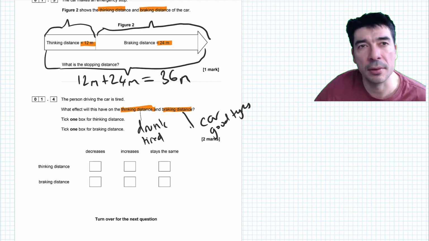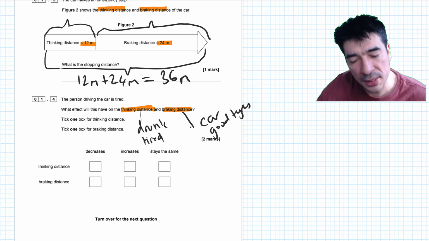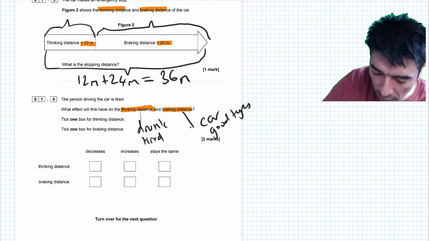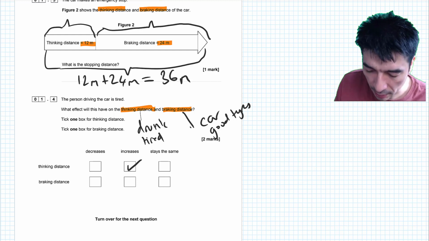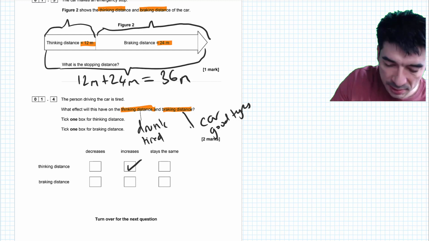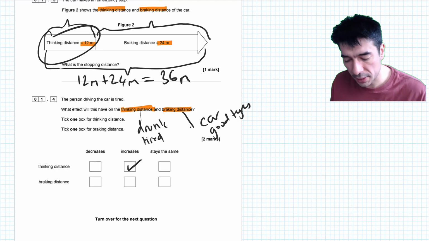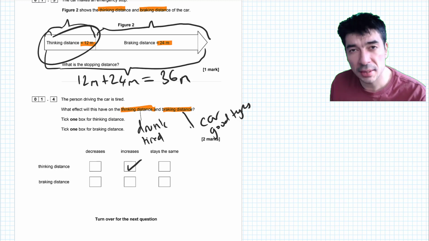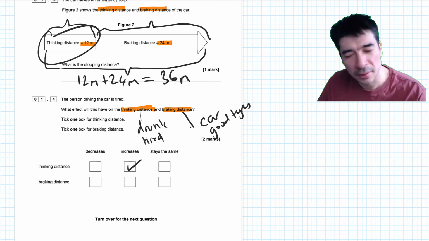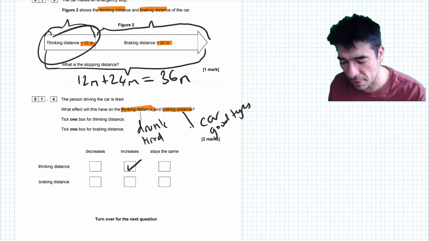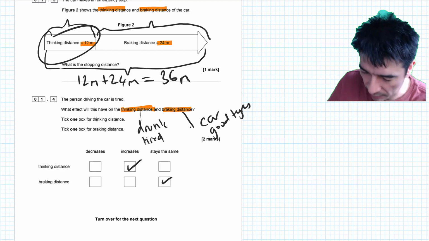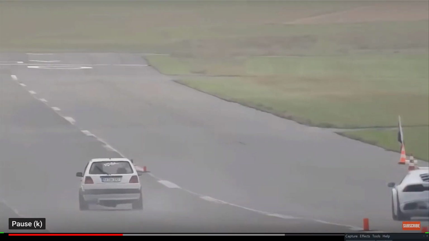Now, will it decrease or increase? Well, if I'm tired, it takes longer to hit the brake, so it's going to take me longer to stop. It's going to take me longer to put my foot on the brake, and this distance will become bigger. The braking distance, I'm tired, but that doesn't change my car from being a good car to a bad car, so that will stay the same. Okay, I hope I got that right.